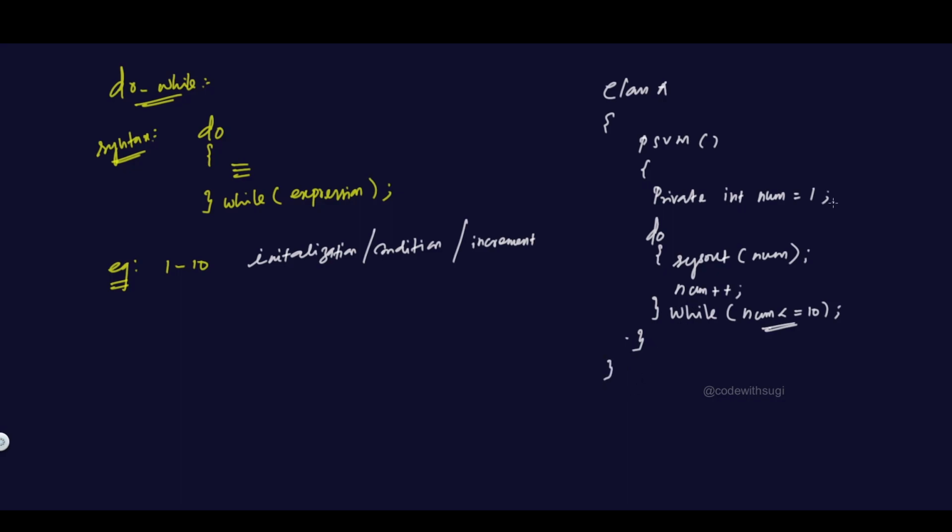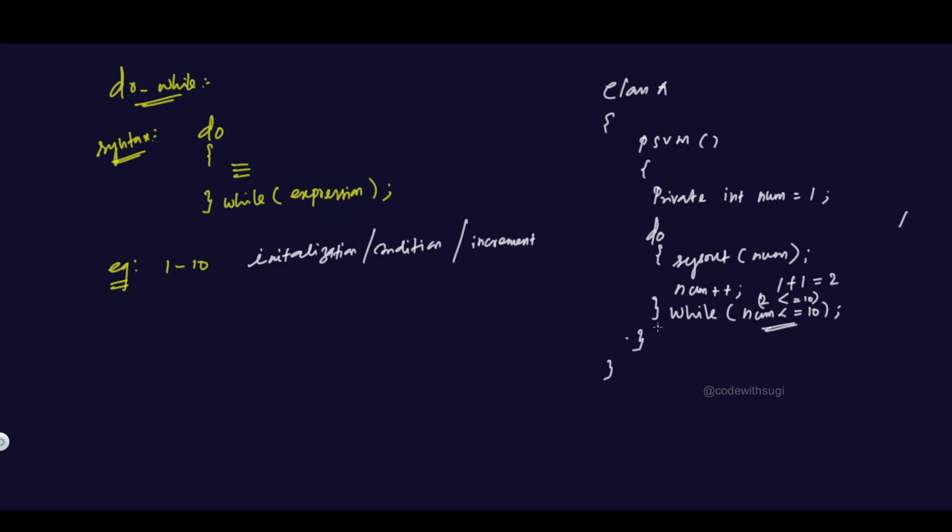Fine. First it will come as 1. Then it will perform whatever you have in the do. It will print the number. So first it will print 1. Then increase the 1 by 1, so we will get 2. Then it will come to this while condition check. Here it will check the current value is 2, right? So 2 is less than or equal to 10. It will check, yeah, it's true, it's less than 10, right?